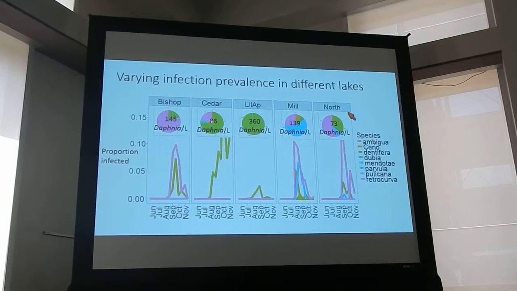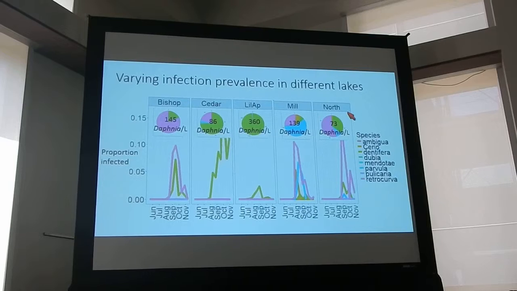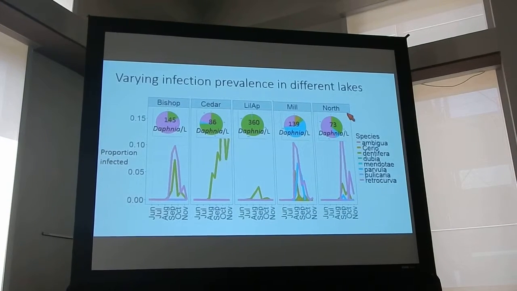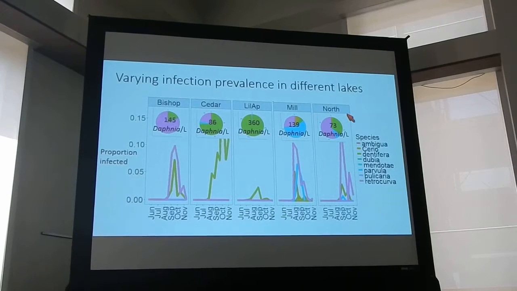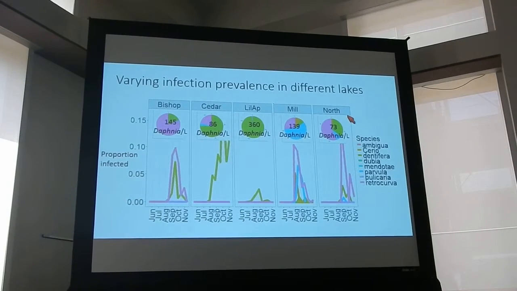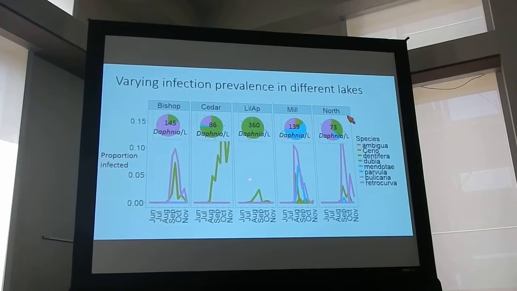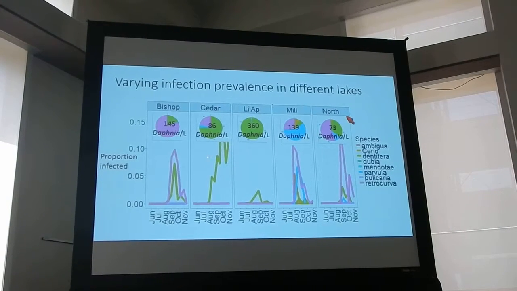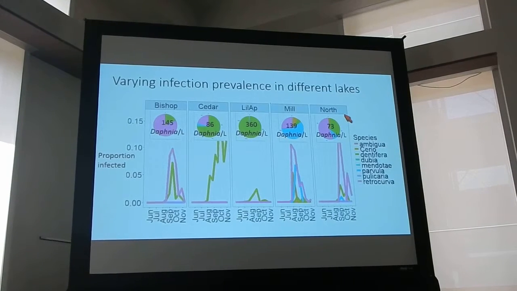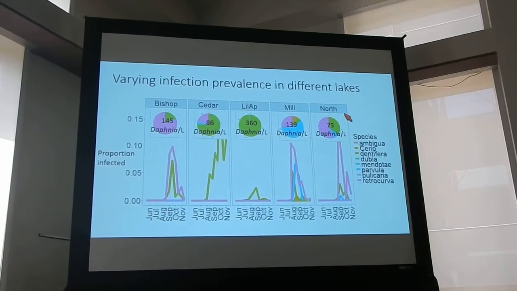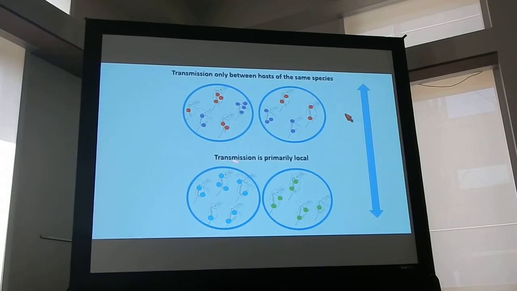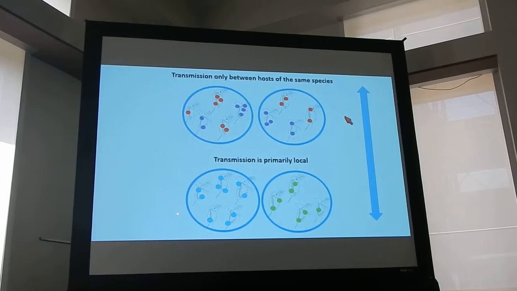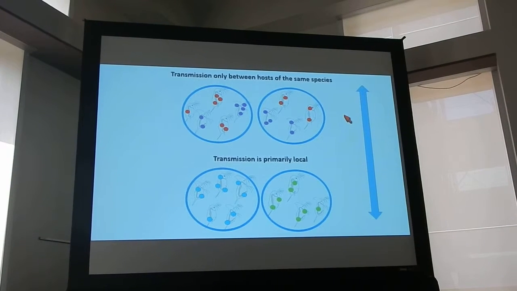Cedar Lake has a fairly low host density and it has a very large epidemic. Also notice that the size of the epidemic in each host species doesn't necessarily match the relative density of that host in the lake. And in some lakes, a given host species may not even experience an epidemic. So again, I'm trying to answer the question, how much transmission is going on between those hosts? Is transmission primarily local, or do we have different strains that are transmitting between the different host species?